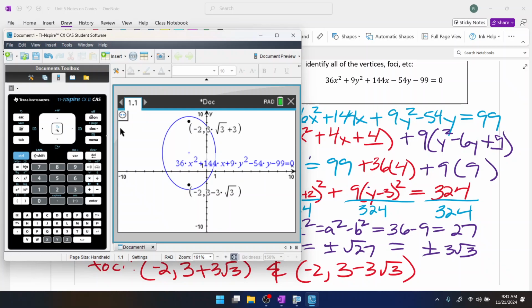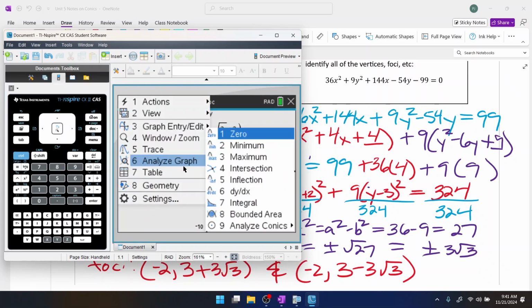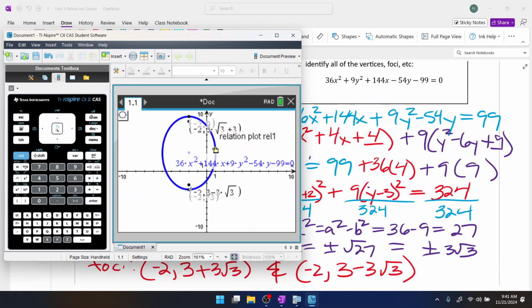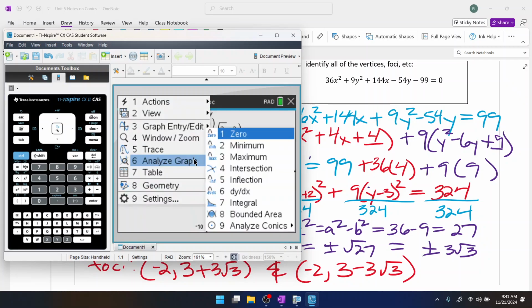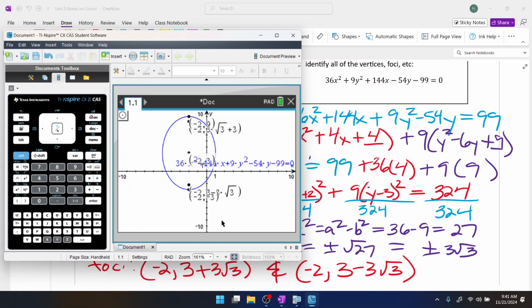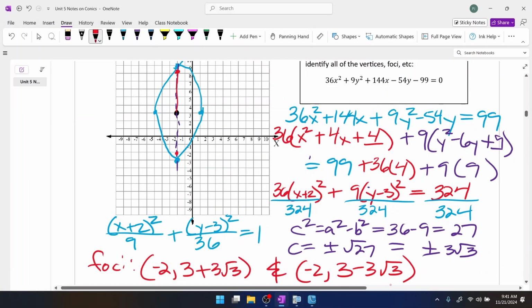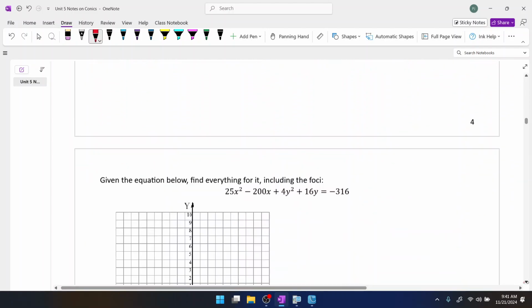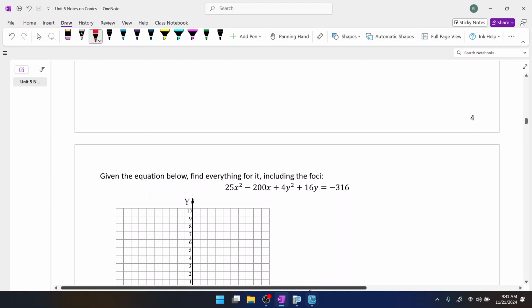Believe it or not, the Casio calculator actually does conics as well. If we do the vertices, and it can even do the center. It kind of gets a little crowded though, but it's what it is. All right, how about you try this next one?